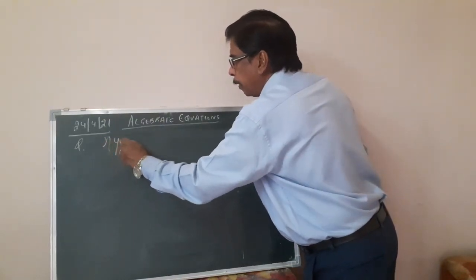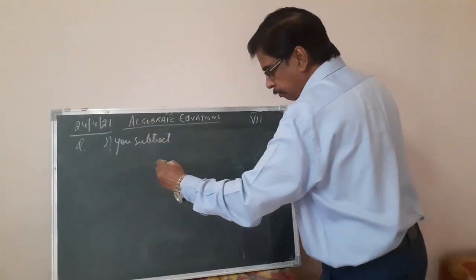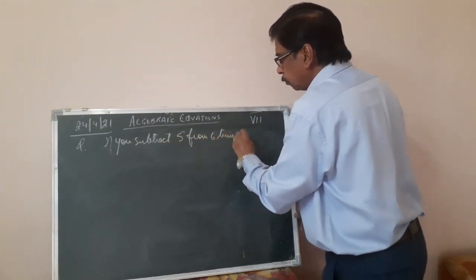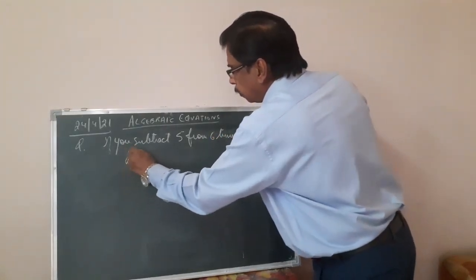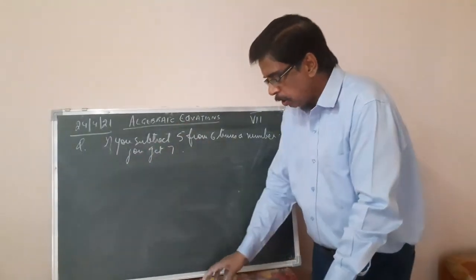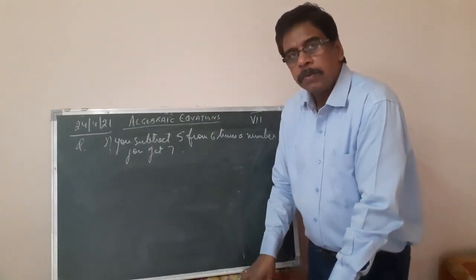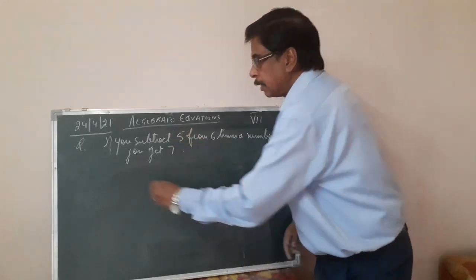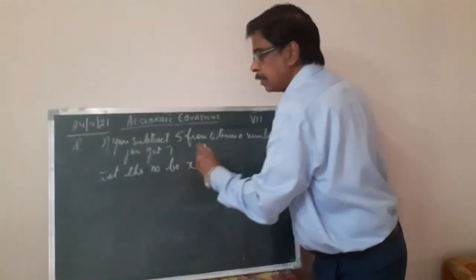If you subtract 5 from 6 times a number, you get 7. Find the number. Let the number be x. As I told you, when we do not know the answer, let the number be x.